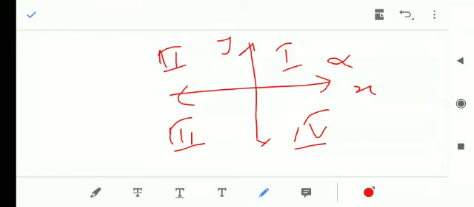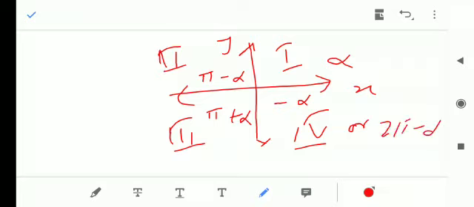And in the second quadrant, if you can recall, the angle is pi minus alpha. This is pi, and pi minus alpha, where alpha is an acute angle. And in the third quadrant, the angle is pi plus alpha. And in the fourth quadrant, the angle is minus alpha, or we can say it is 2 pi minus alpha. So here, three things must be taken care of.